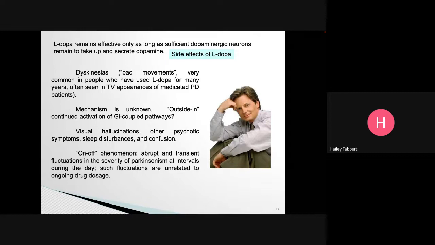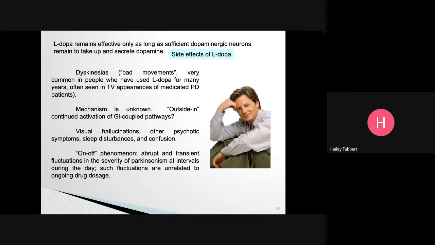So the gold standard for treating Parkinson's is this L-dopa drug, which remains effective only as long as there are sufficient dopaminergic neurons in the brain that remain to take up and use this drug. This drug isn't dopamine. It's a chemical that, once your dopaminergic neurons absorb it, can be converted into dopamine. So if you don't have these neurons to convert it to dopamine, then it's not really going to work.